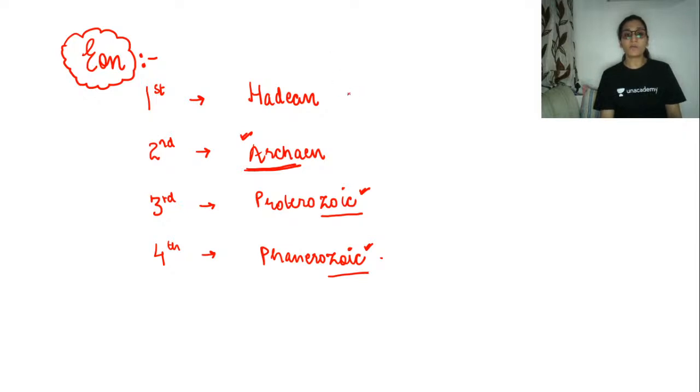Now talking about what events actually occurred during these eons on a very large scale. So Hadean, what happened in Hadean eon? There was formation of Earth. Formation of Earth occurred.